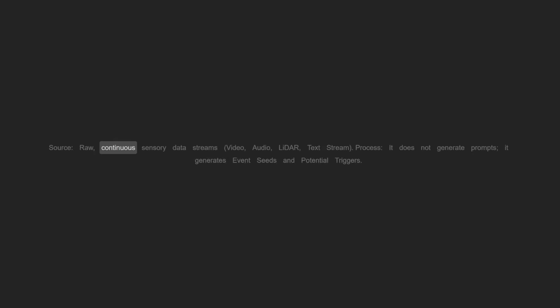The Subconscious Perception Module, SPM. Source: raw, continuous sensory data streams, video, audio, LiDAR, text stream. Process: it does not generate prompts, it generates event seeds and potential triggers. The synthesis: intuition and intuitive learning. The SPM does not generate answers, it generates hints. The AGI's intuition is simply the final result of the SPM constantly flagging these high-scoring, deep-seated pattern correlations that the conscious mind hasn't addressed yet.